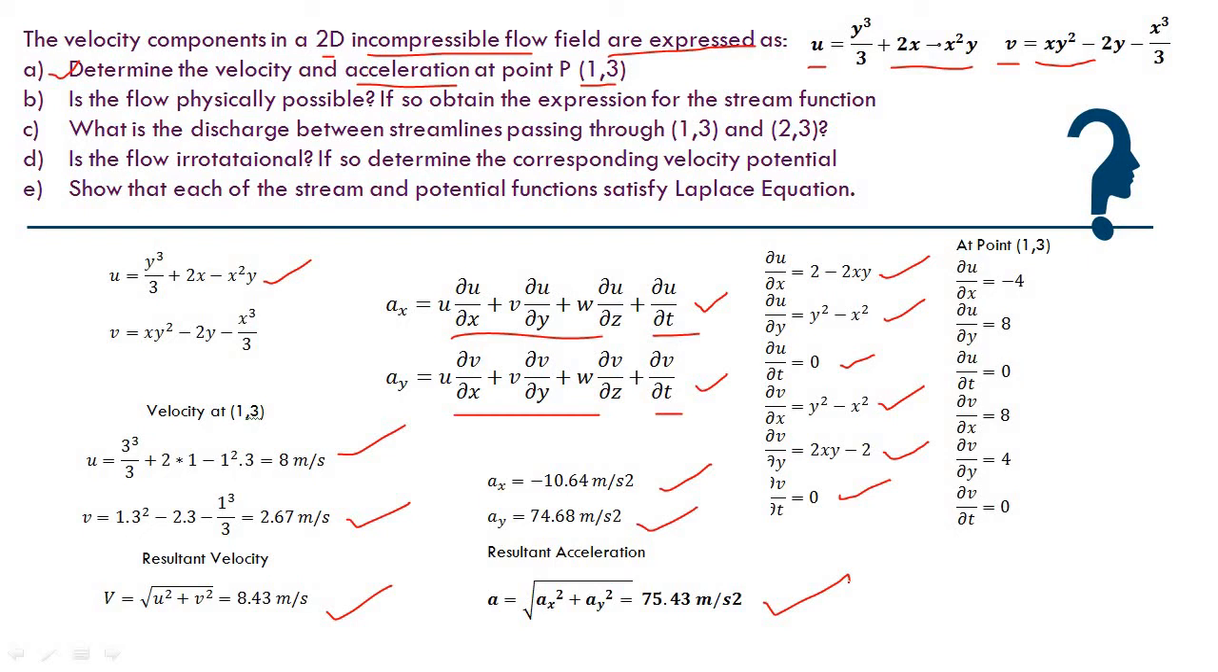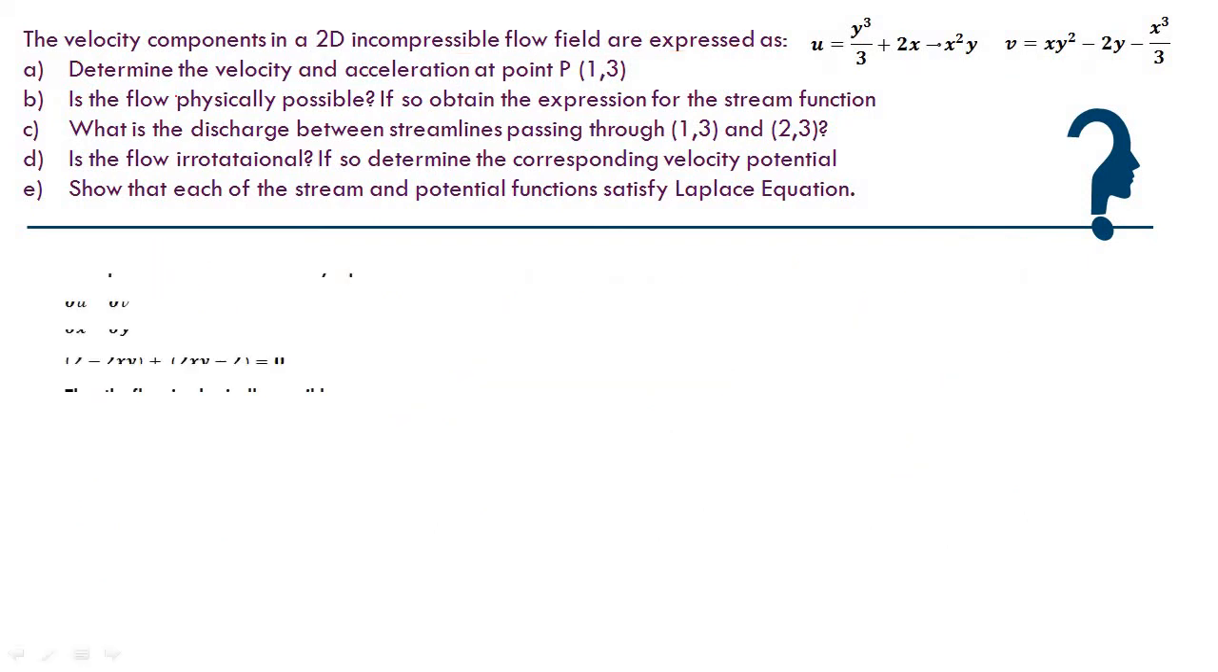Okay, so we are familiar with this part of the problem. Second part of the problem, that is B: is the flow physically possible? If so, obtain the expression for stream function. This also we had done. So how to get the possibility of a continuous flow? That is, the continuity equation should be satisfied.